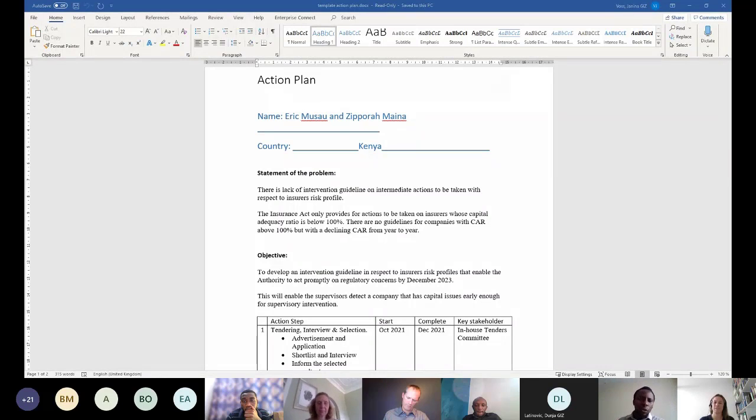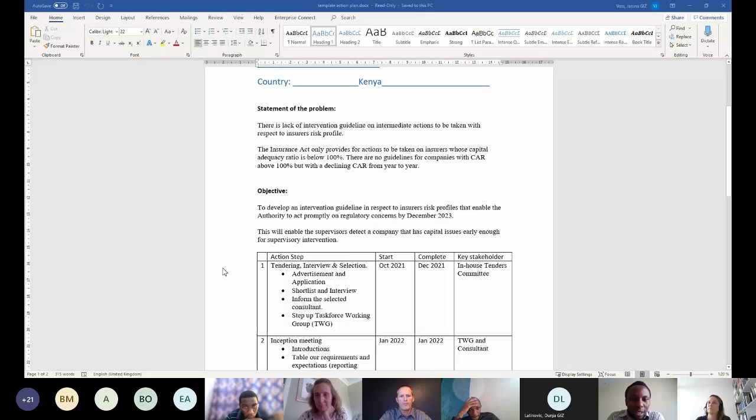Okay. So now the action plan has been prepared by me, Eric Musau, and Zipporah Maina. So the statement of the problem is that we realize that in our Insurance Act, we only provide actions for companies whose CR is below 100%, and that's when we take action on them. However, we do not have any guidelines for companies with CR above 100%, but with a decline in CR from year to year. By CR, I mean the capital adequacy ratio.